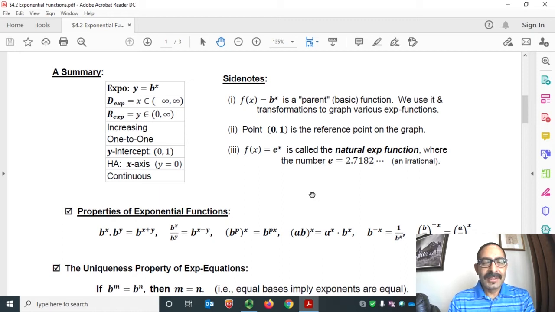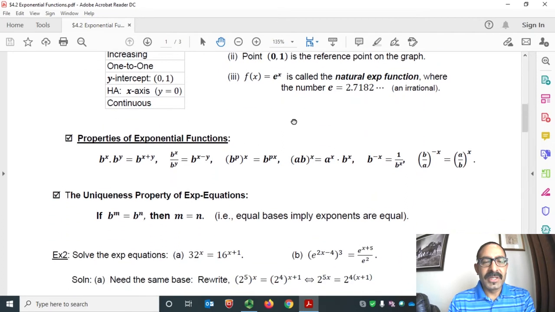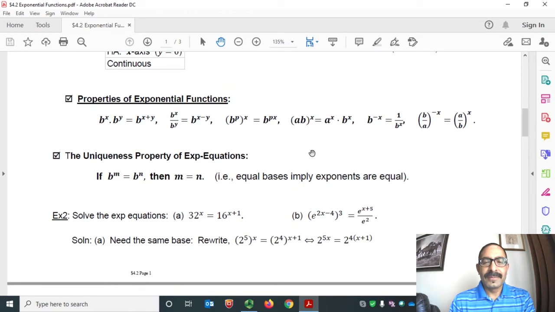Great. Next, let's talk about properties of exponential functions. If we multiply two exponential functions with the same base, then we copy one base and we add the exponents. If we divide an exponential function by another exponential function, then this fraction equals one common base raised to the power x minus the exponent of the denominator's exponential function. That means b to the power x minus y.